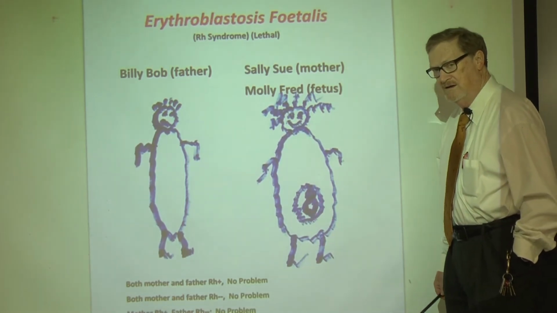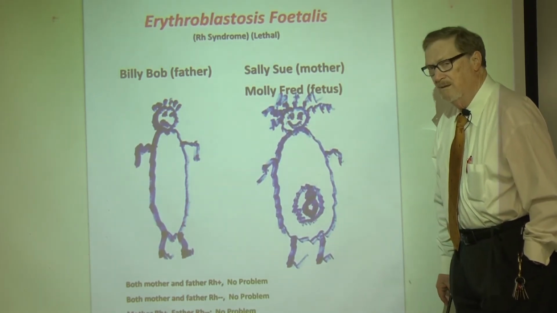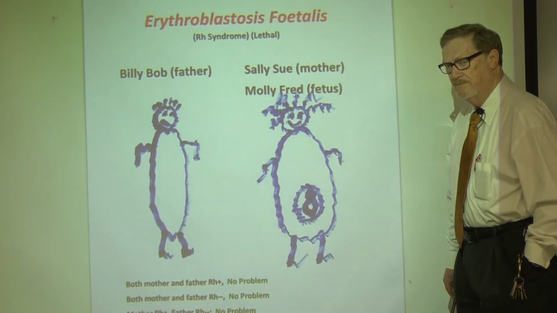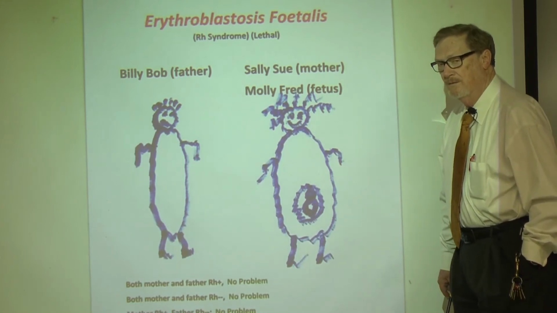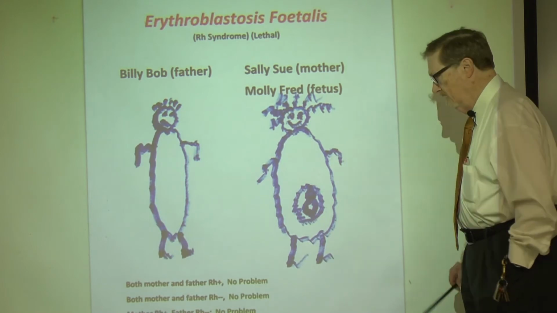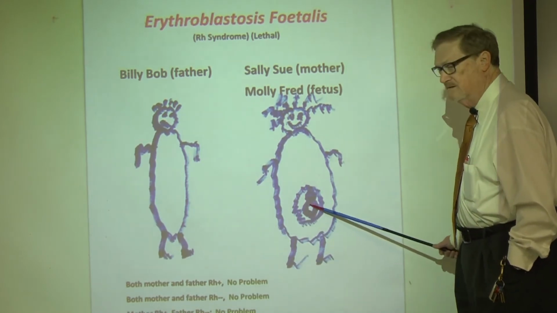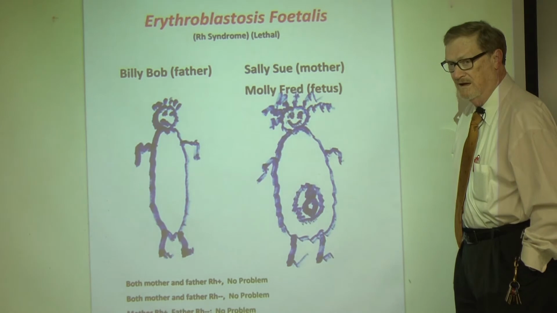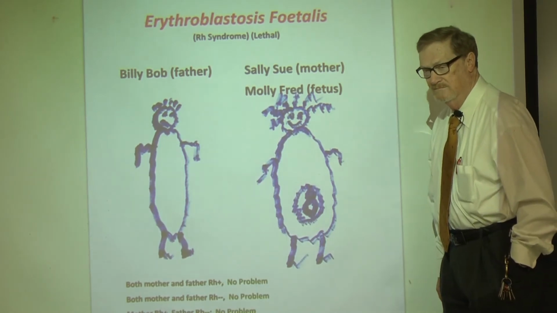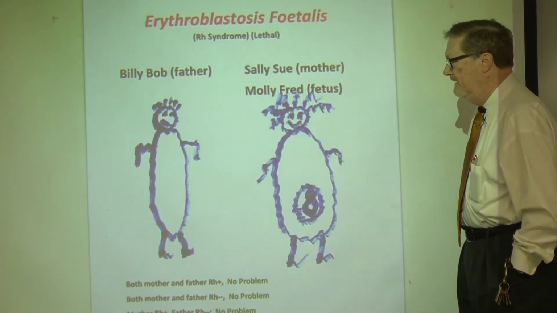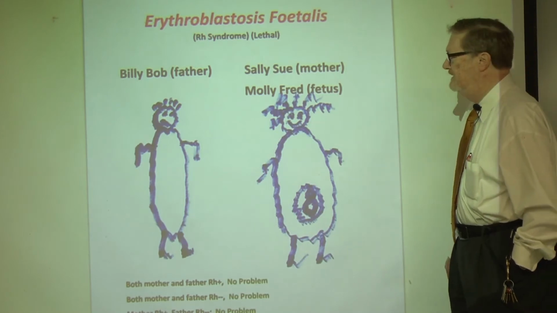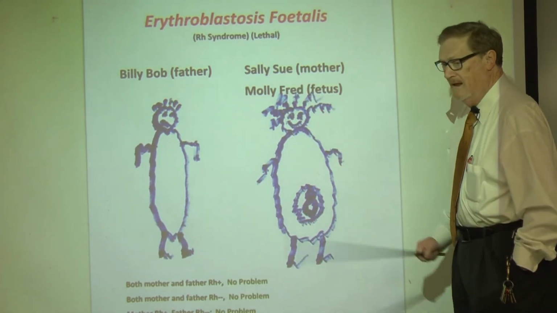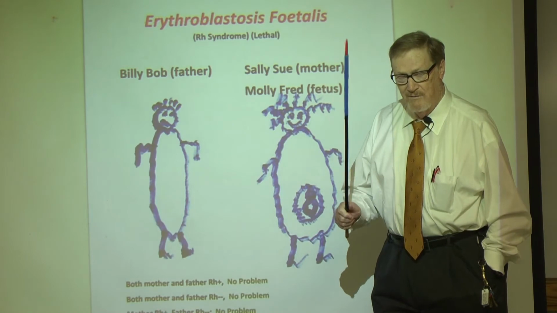It could kill the fetus, usually not the first one, but any subsequent second, third, fourth pregnancy, it would lead to probably death long before birth. And this Molly Fred would be killed in utero and not be born alive. Erythroblastosis fetalis, better known as the Rh syndrome. Nowadays, we have a way around this.